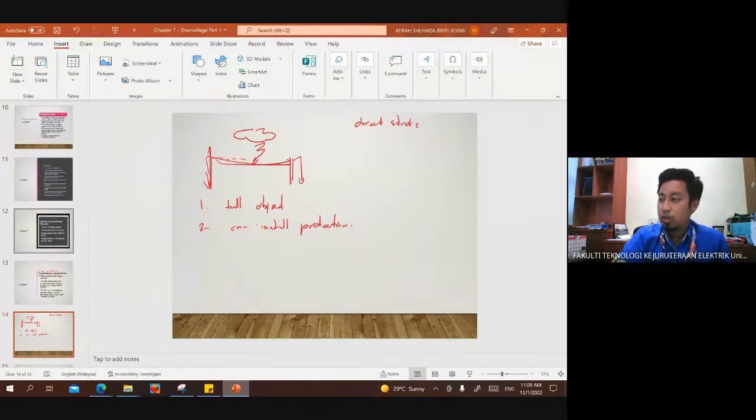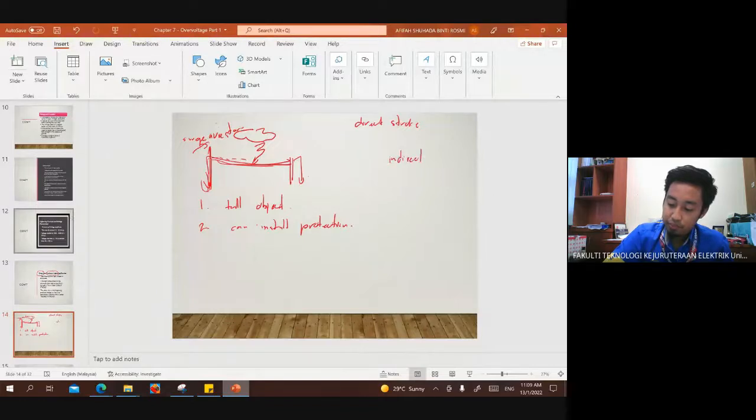So how do we prevent our line from flashover or insulator breakdown? We can install protection, maybe a surge arrestor. The surge arrestor will capture the lightning and then absorb it to the ground.